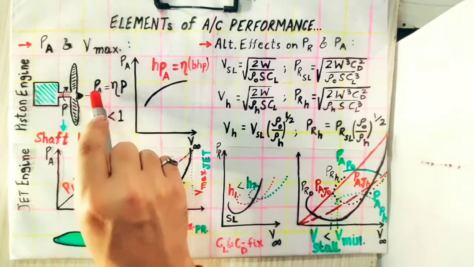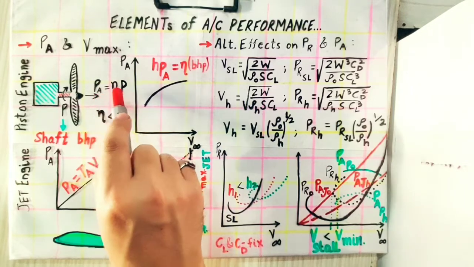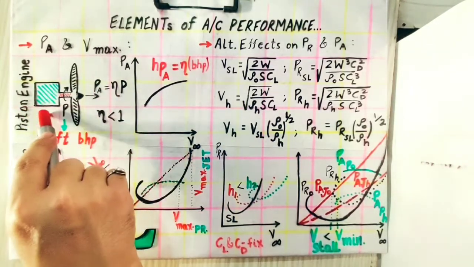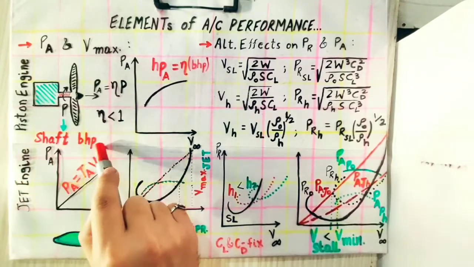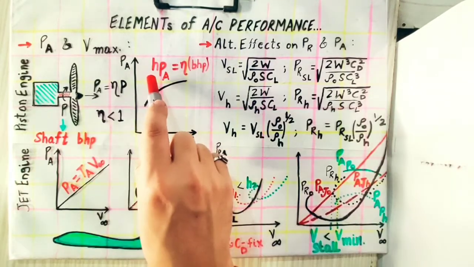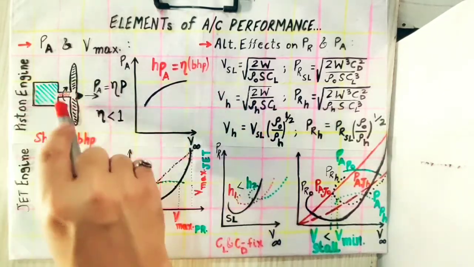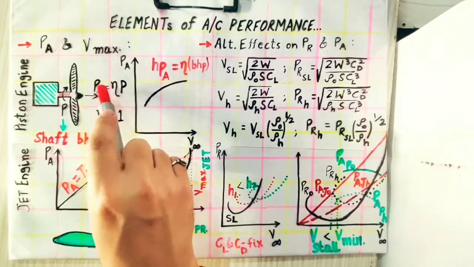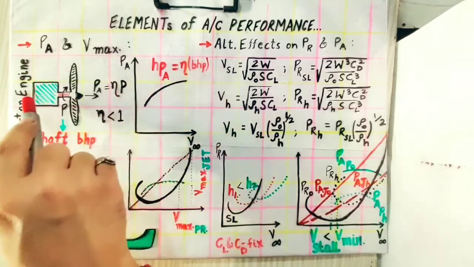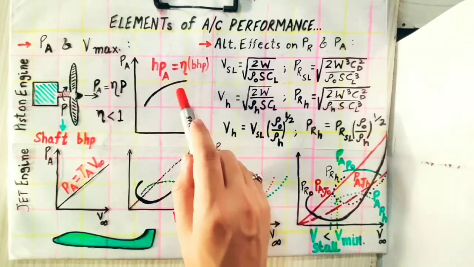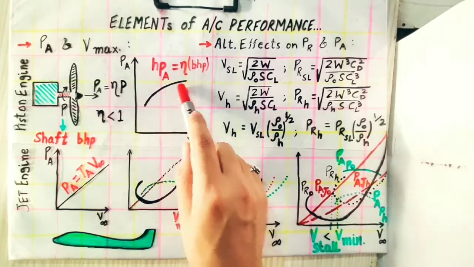Power available for an aircraft will be equal to the efficiency of the propeller multiplied by the power generated in the engine, which is the shaft brake horsepower. It is also expressed in terms of horsepower: horsepower available is equal to efficiency of propeller multiplied by brake horsepower. So the power available variation is like this; very crudely, we can say it is nearly constant.